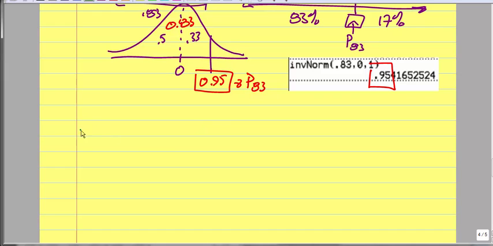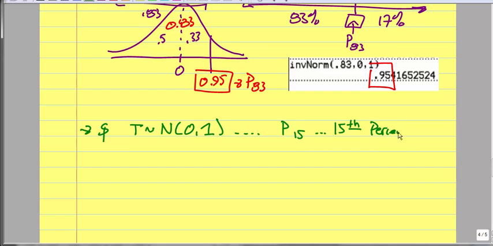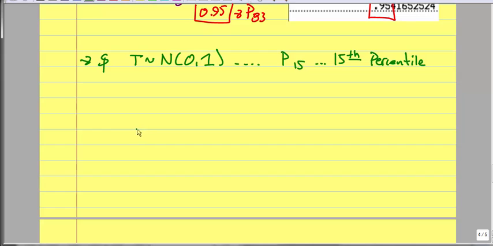This example, let's find a percentile as well. Let's suppose temperatures are distributed normal 0, 1. That means I'm using our standard normal random variable. And I would like to find P, let's do 15. So this is the 15th percentile. Now what the 15th percentile means is that 15% of the data points lie below, and then of course that would mean 85% lie above.